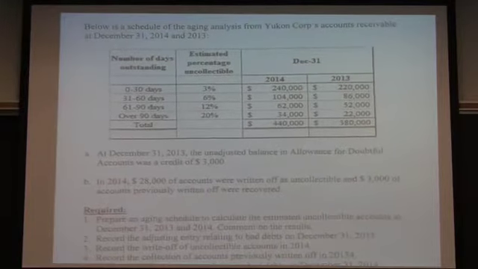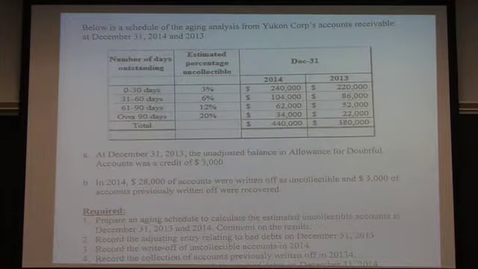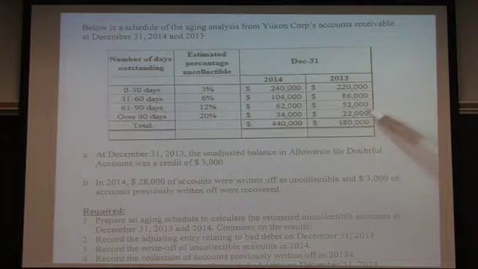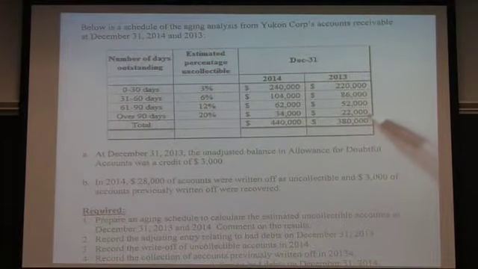If we take a look at the question, they've given you an aging schedule. An aging schedule basically represents different buckets of timing. In this case, in 2013, out of the $380,000 worth of receivables, $220,000 is coming from 0 to 30 days outstanding. Then 31 to 60 days outstanding is $86,000. 60 to 90 days outstanding is $52,000. And over 90 days is $22,000.